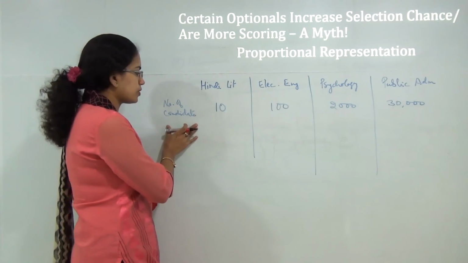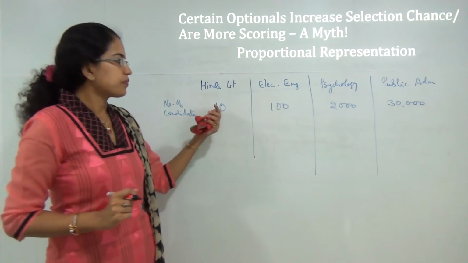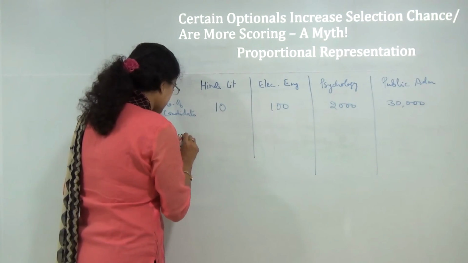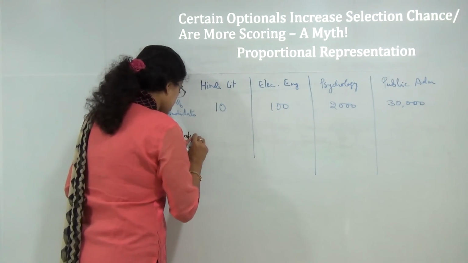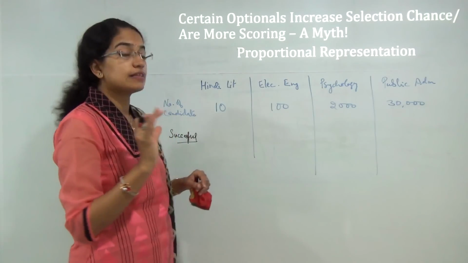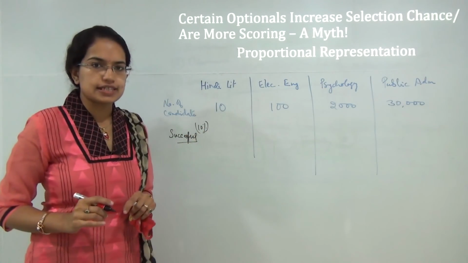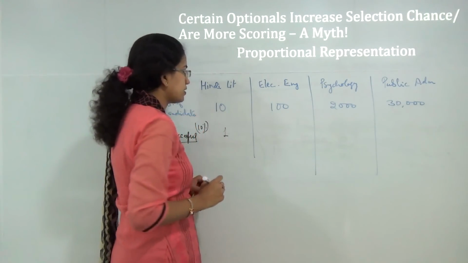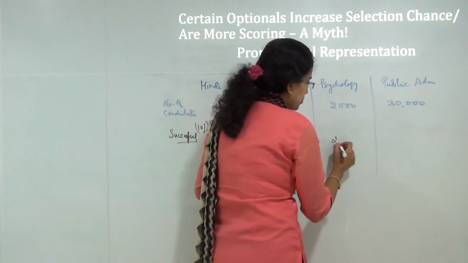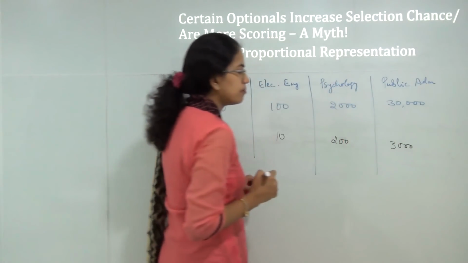So if I am talking about the number of candidates who are appearing with these electives in the mains examination, now the successful candidates, if I talk about, so when I say successful candidates, there would be proportional representation. If I say 10%, let's assume it's 10%, okay. So if I say 10% of the candidates are selected, so there would be 1 candidate from Hindi literature, 10 candidates from electrical engineering, 200 candidates from psychology and 3,000 candidates from public administration.